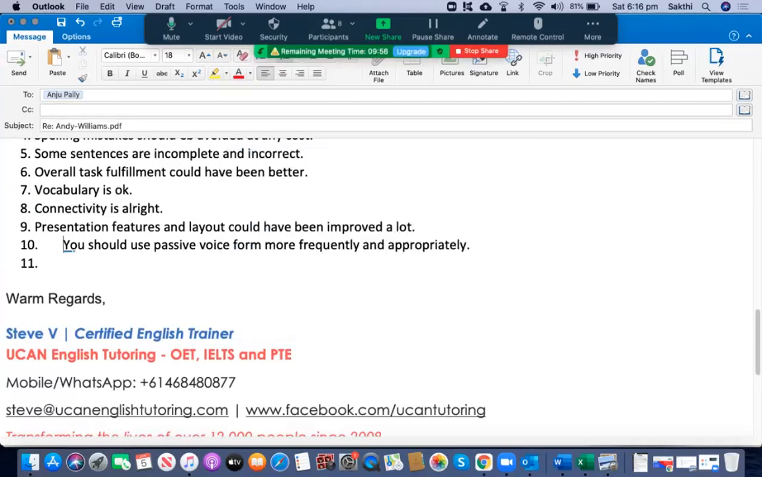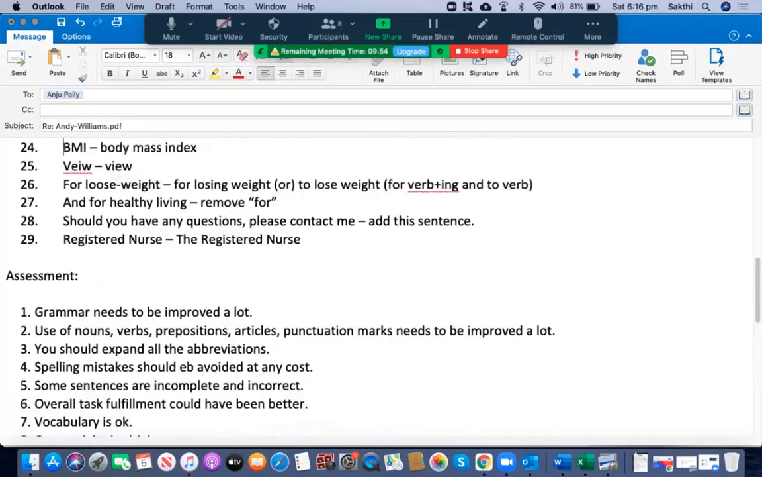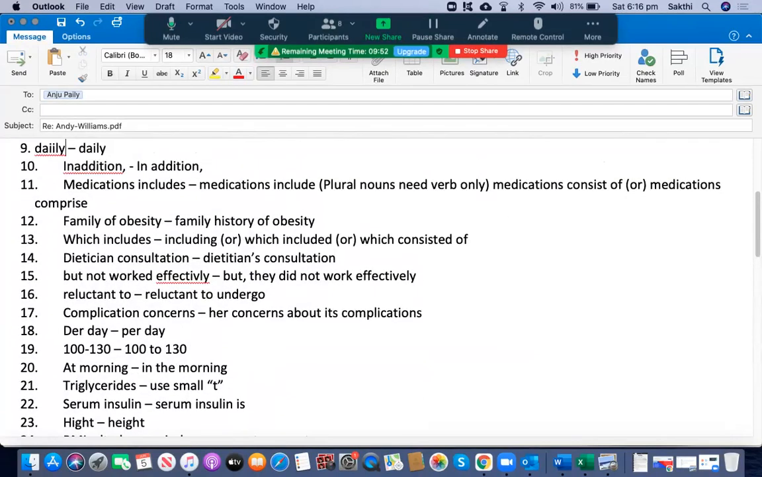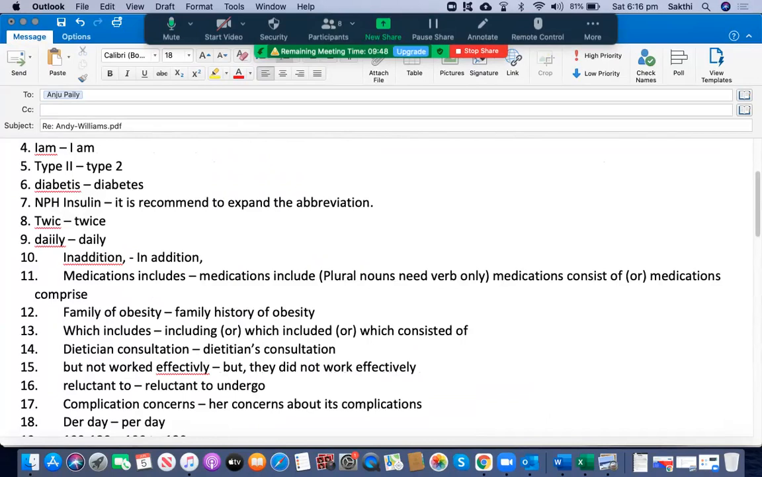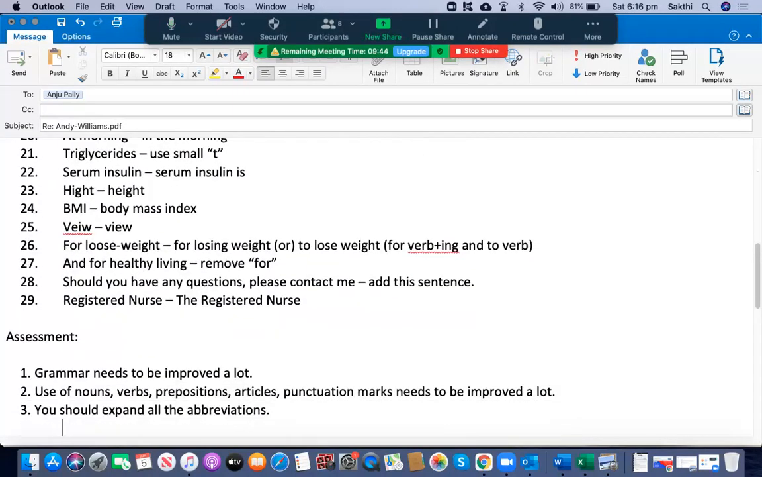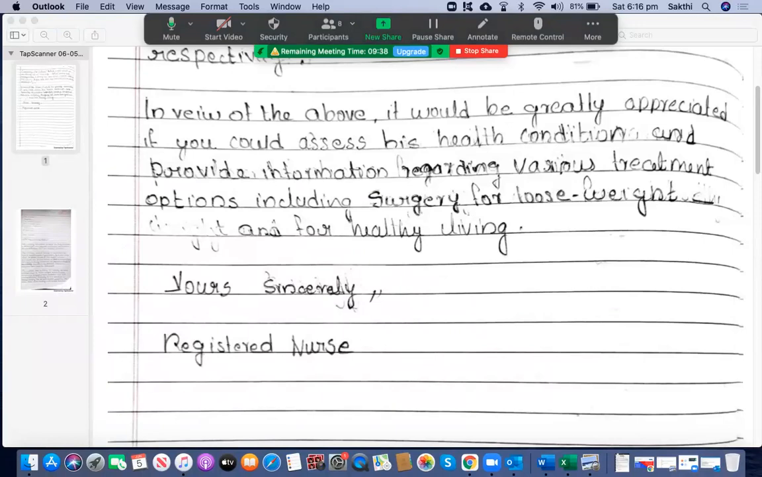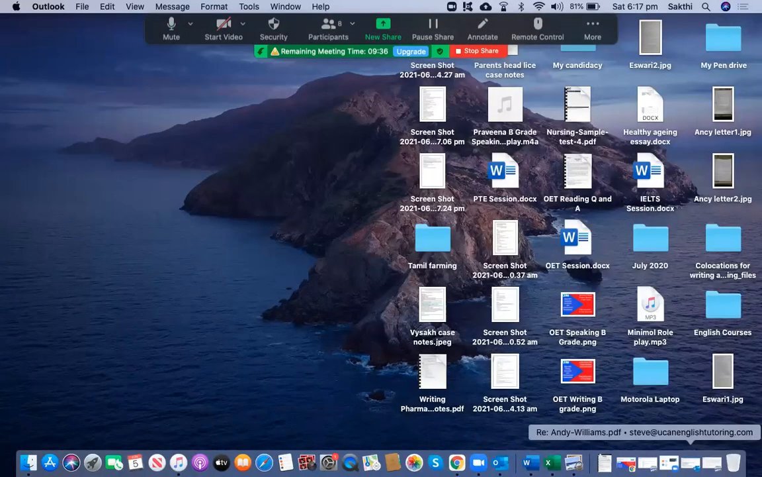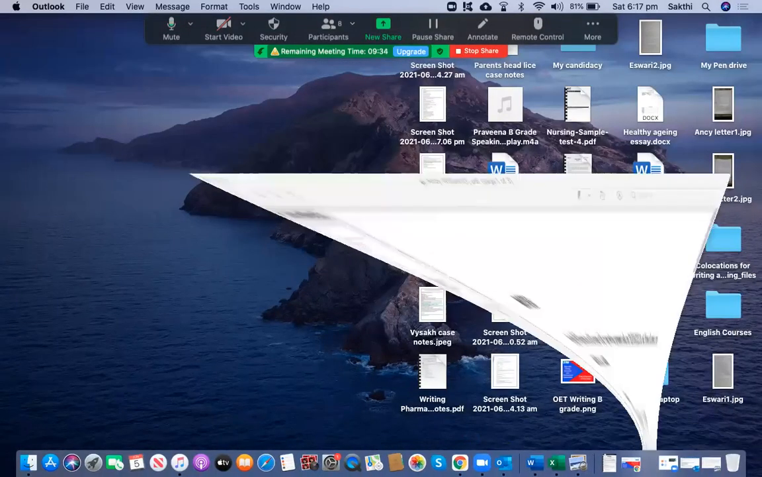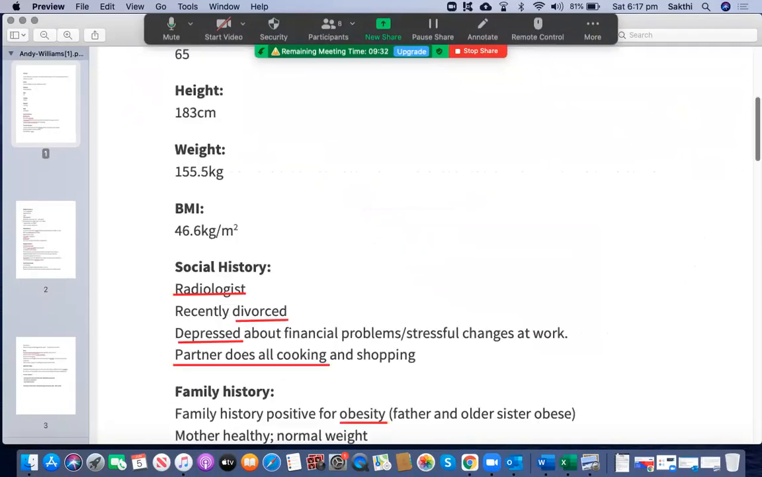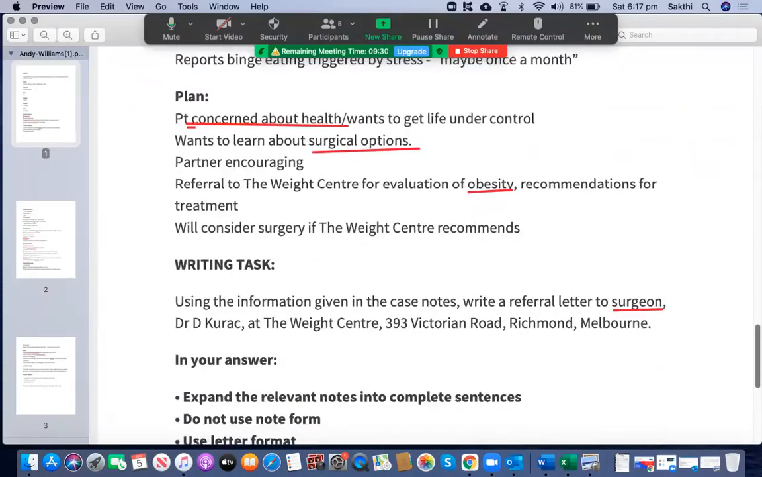Apart from that, let me see if there's anything else. Yeah, some of the sentences are really bad. Let me see if we have included all the relevant case notes or not. So is this a known case or an unknown case? It's an unknown case. All right, let me go through the writing task first.